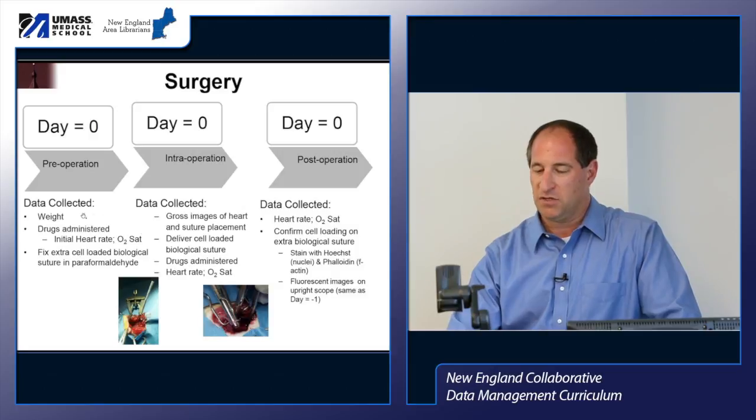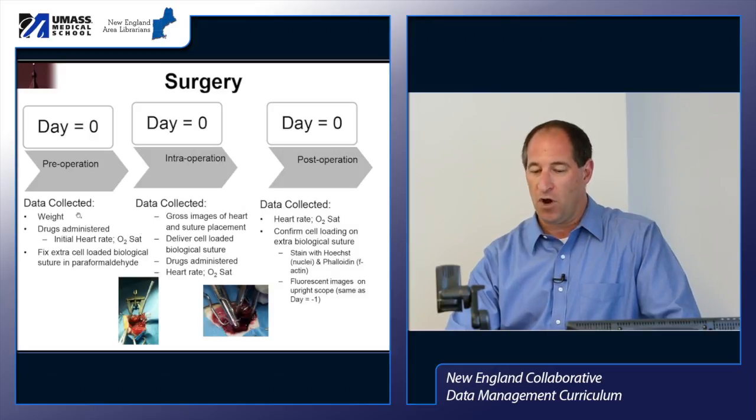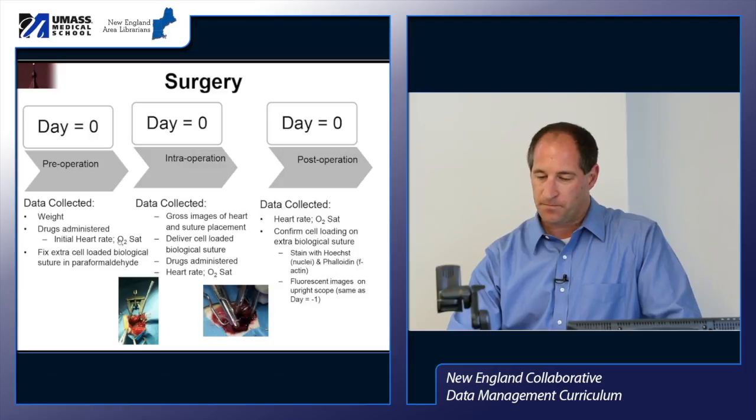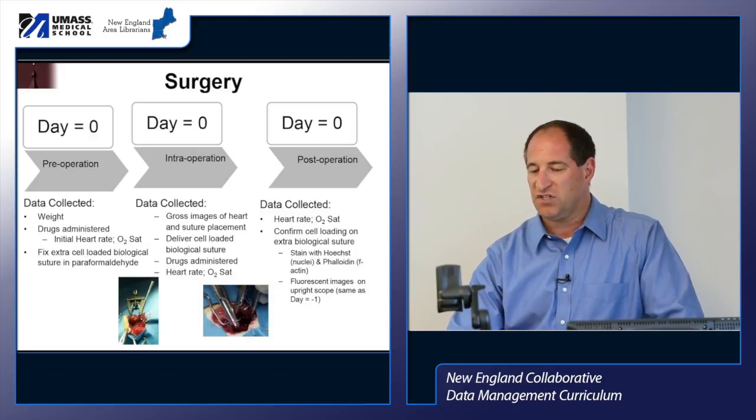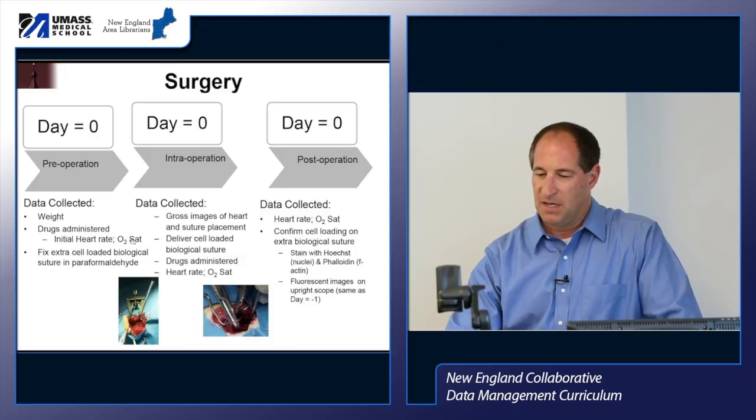When we get to surgery day, we start off pre-op, day 0, and we do things like weigh the animal. And so we want to know how much the animal weighs before we operate. We got to keep track of the drugs that we administer. We like to keep an eye on the heart rate and on the oxygen saturation in the animal's blood. And if we have extra cells, we'll fix those cells to make sure that we can keep an eye on the cells that we're delivering and see what state they're in when we deliver them.